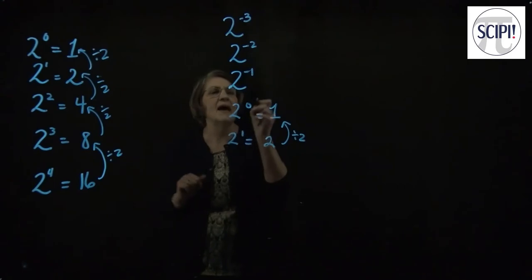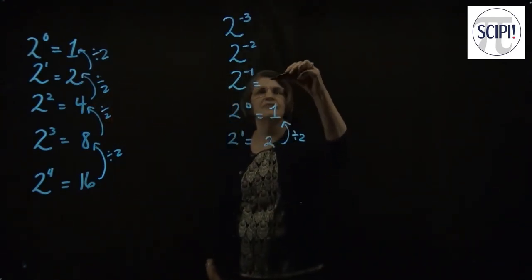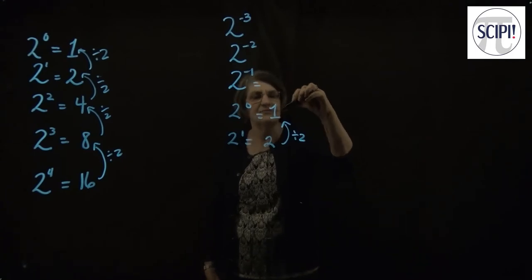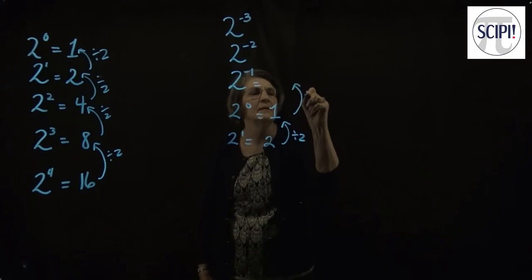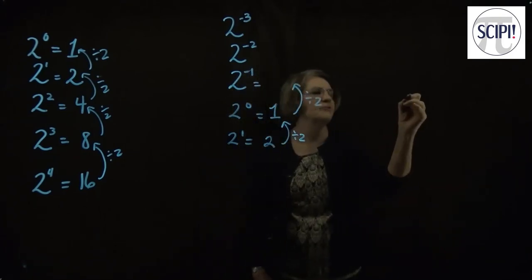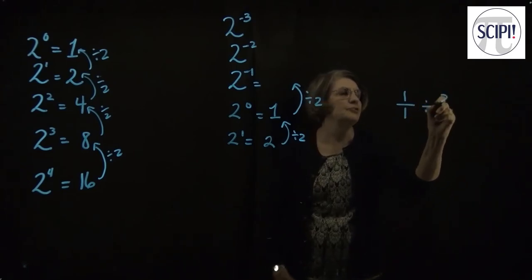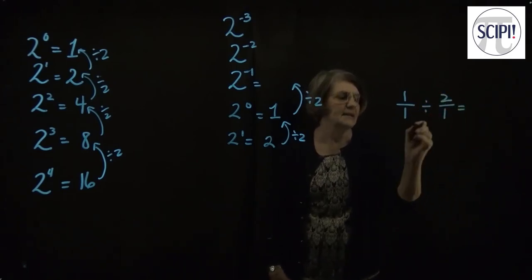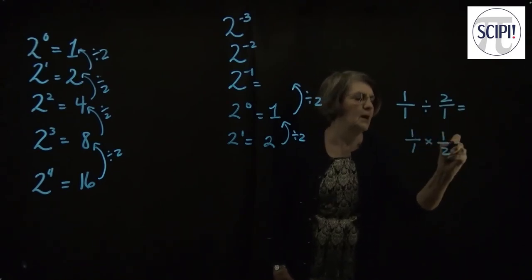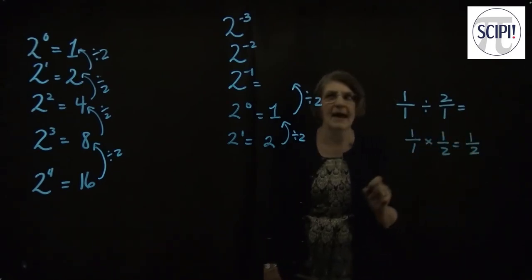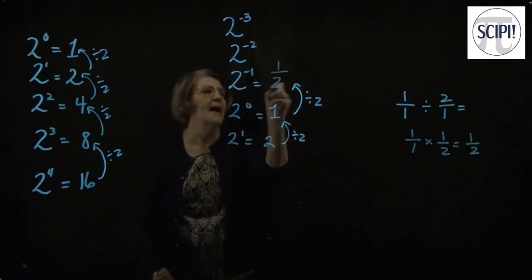So that pattern has to continue. We're going to do the same thing to figure this one out. So we keep dividing by 2. So now we have to take the number 1 and divide by 2. So over here, let's just look at it: 1 over 1 divided by 2 over 1. And again, you all know, 2, flip, and multiply. We end up with 1/2. So 2 to the -1 is 1/2.